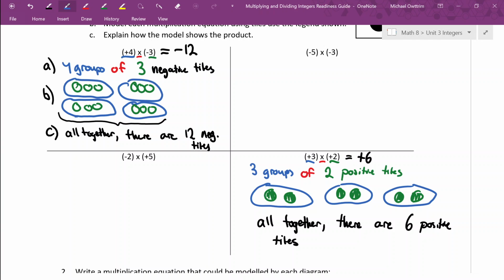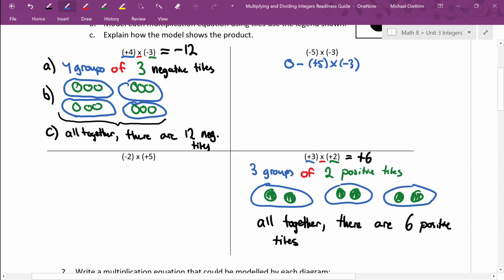For our other problems, what makes them tricky is that we can't ever have a negative number of groups. So we can't say that we have negative 5 groups. We can't say we have negative 2 amount of groups. So instead we're going to use our little trick from class, which is that a negative integer can be written as 0 take away the positive integer. So we're going to say that this is 0 take away positive 5 times negative 3.